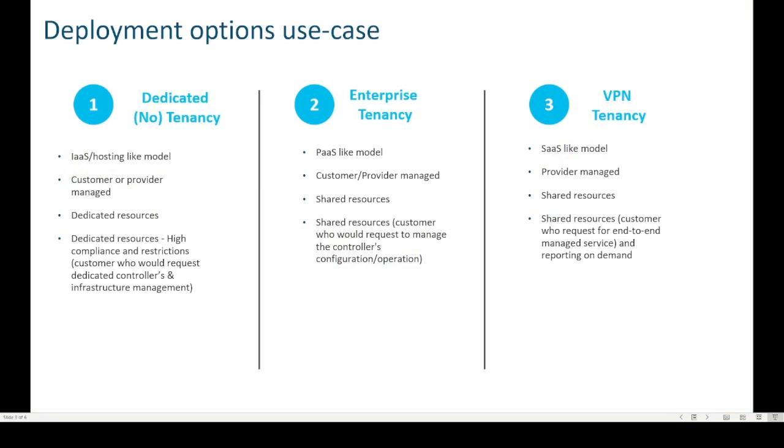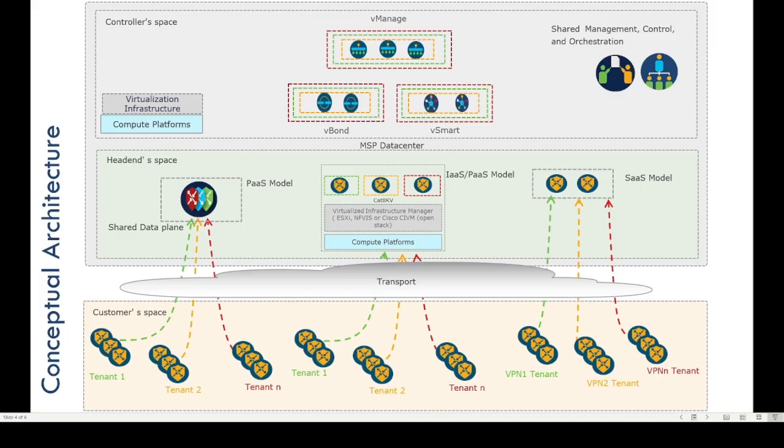The VPN tenancy option is more like a SaaS model, where the operation is completely handled by the service provider. RBAC could be implemented so the customer can have limited access to view certain data related to their WAN. This model could fit a small customer who doesn't have an operation team to operate the WAN. All options can be offered by the service provider to address different market needs.